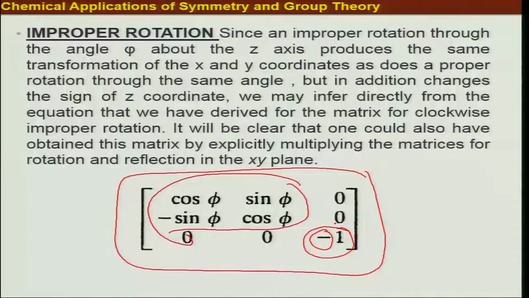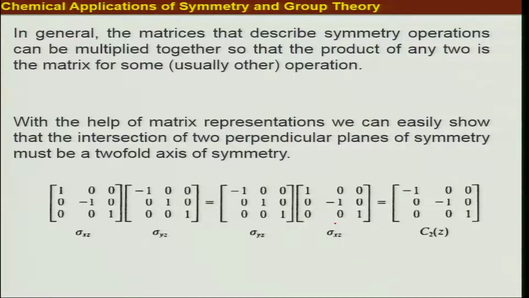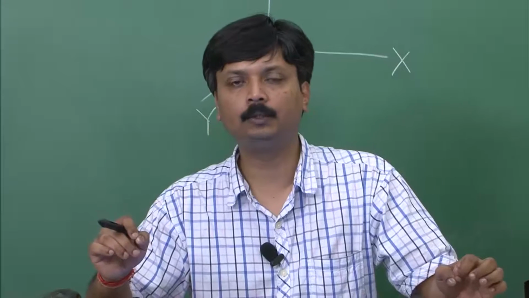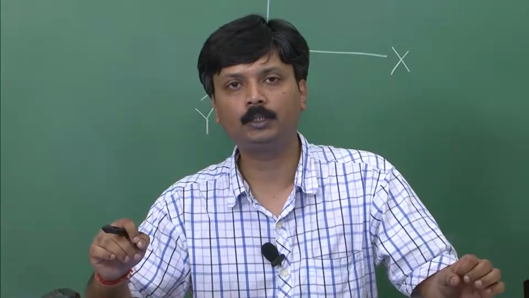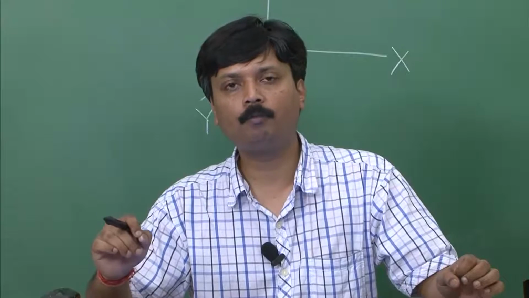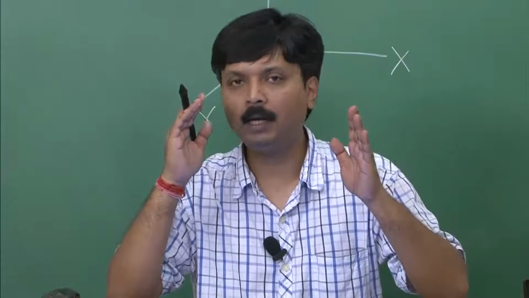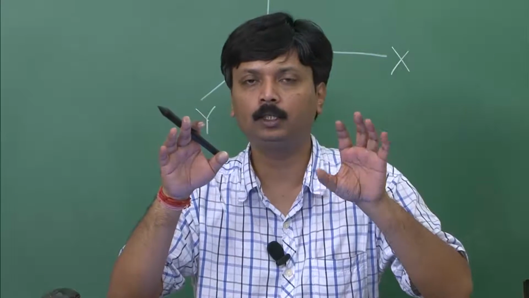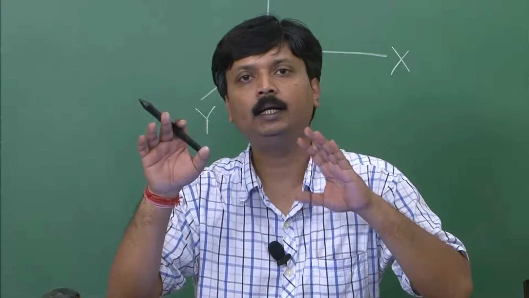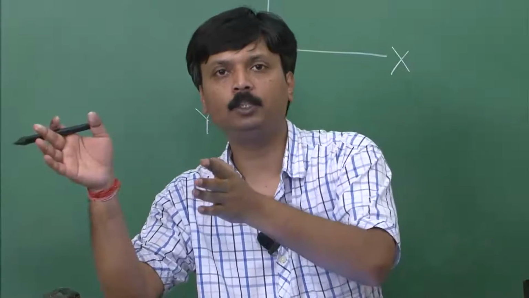We can go ahead and in general find the matrices that describe symmetry operations, and we can verify that these matrices representing the symmetry operations are equally capable of describing successive operations. That is, the multiplication of two matrices corresponding to two symmetry operations will generate a matrix for another symmetry operation.